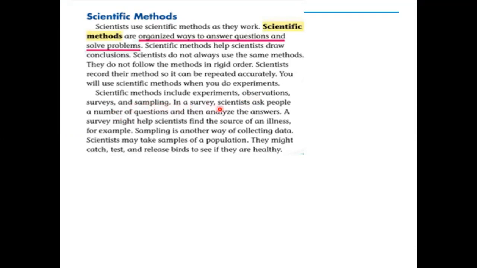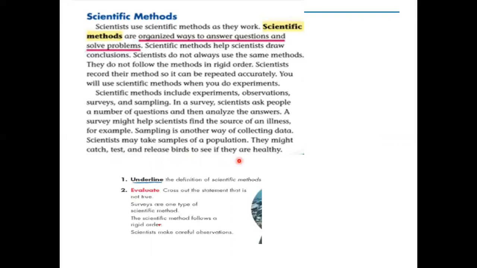In a survey, scientists ask people a number of questions and then analyze the answers. A survey might help scientists find the source of an illness. For example, sampling is another way of collecting data. Scientists may take a sample of a population, a group of people. They might catch, test, and release birds to see if they are healthy.